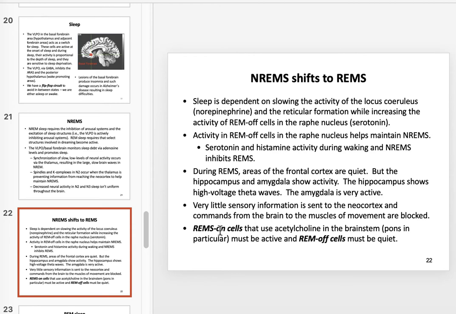Okay, REM on cells, they're also in the brainstem, in the pons. They use acetylcholine as their neurotransmitter.